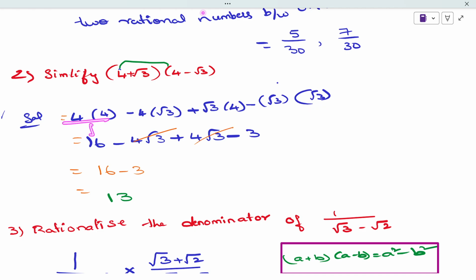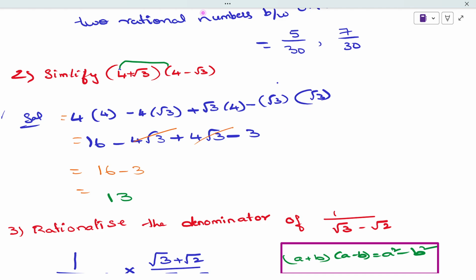So for 4 into 4, how much do you get? 16. And minus 4 root 3, we can't multiply this, so we write it as it is, minus 4 root 3. And root 3 into 4 is nothing but 4 root 3. And here root 3 into root 3 means 3 only. Root 3 into root 3 is nothing but 3.